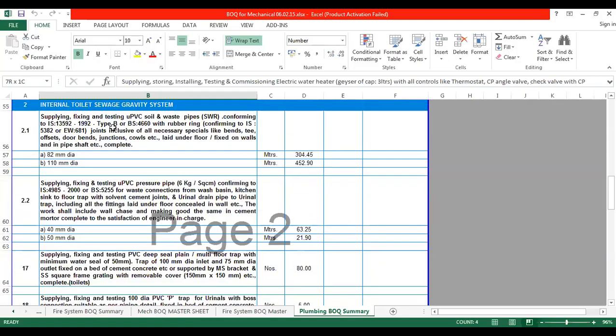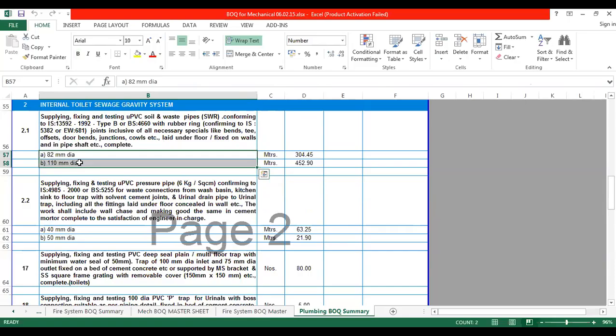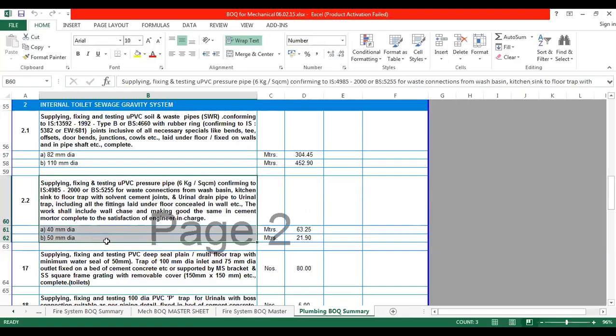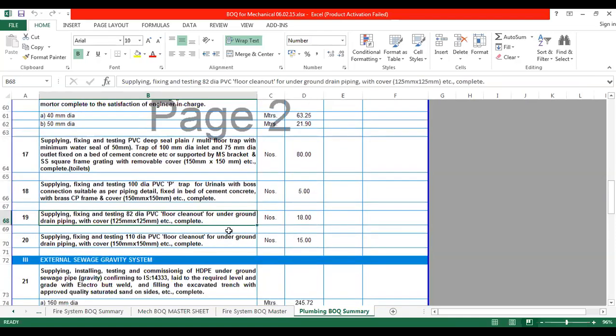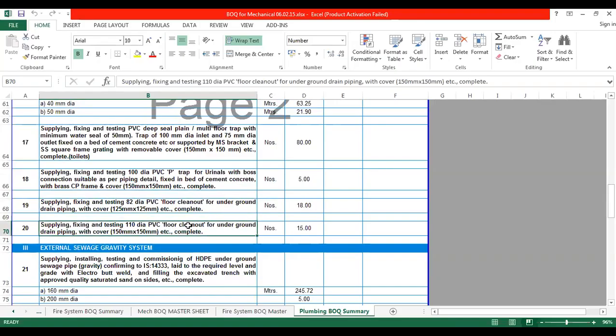Internal toilet sewage gravity: supply UPVC pipe, SWR pipe 82 mm, 110 mm we are using. This BOQ we are preparing for the Iran project. So that is 82 mm dia we used, and UPVC pipe, PVC multi-flow drain, PVC floor drain, 80 mm PVC floor clean out, everything we are using. 110 mm floor clean out.